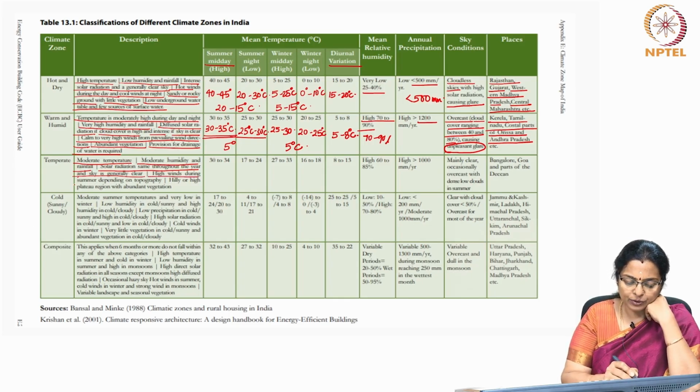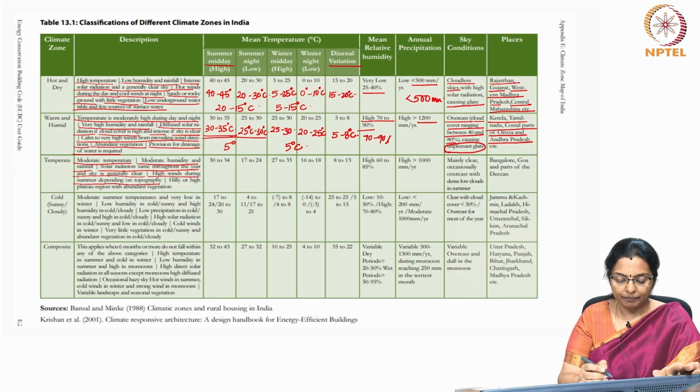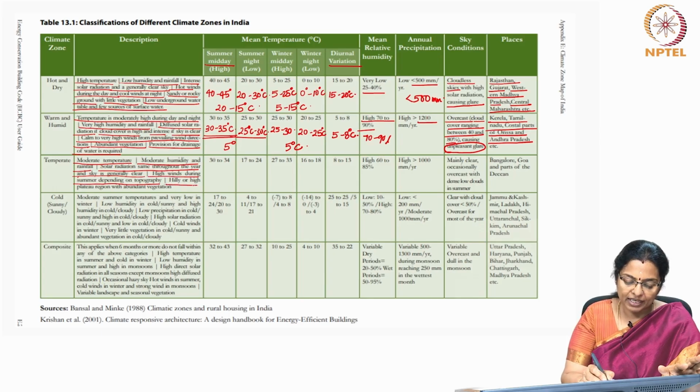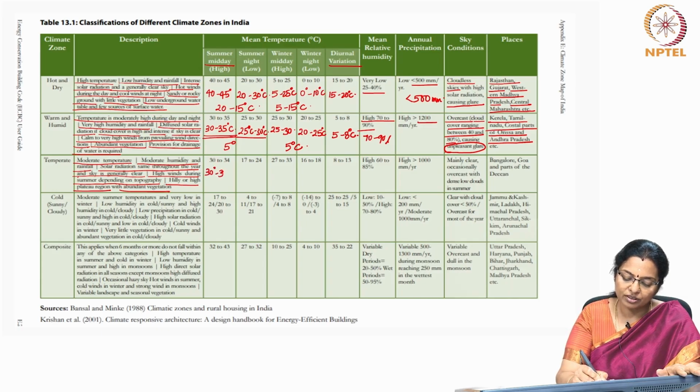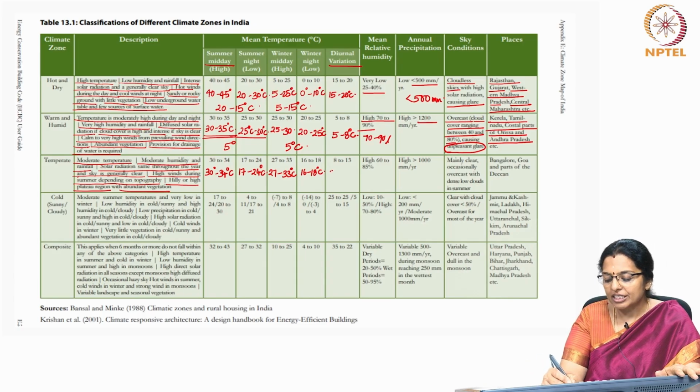There are high winds during summer depending on topography. The terrain could be hilly or high plateau region with abundant vegetation. Summer midday temperature ranges between 30 to 34 degrees and summer nights between 17 to 24 degrees Celsius. Winter midday ranges between 27 to 33 degrees Celsius and winter nights between 16 to 18 degrees Celsius. Diurnal variations are moderate, between 18 to 13 degrees Celsius.